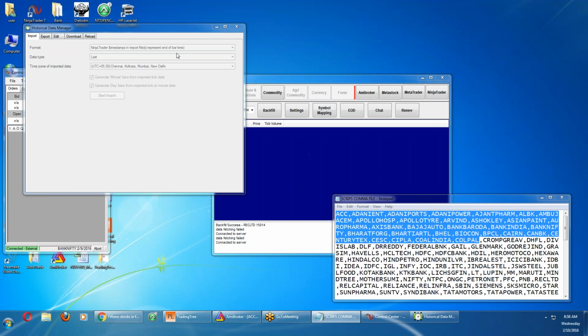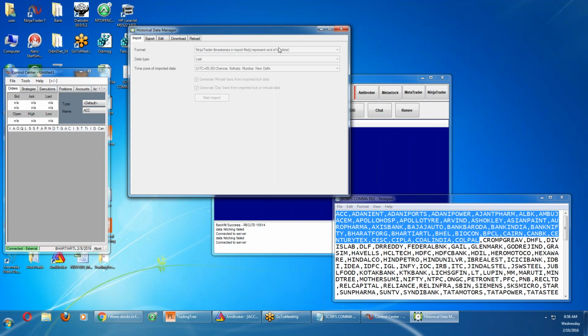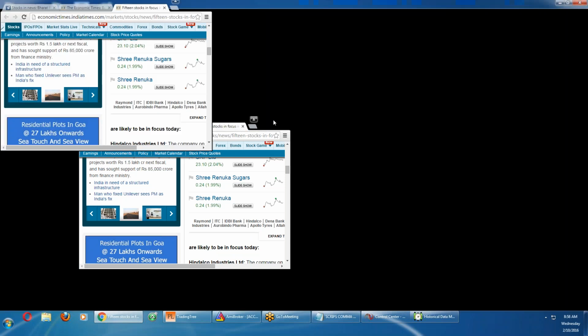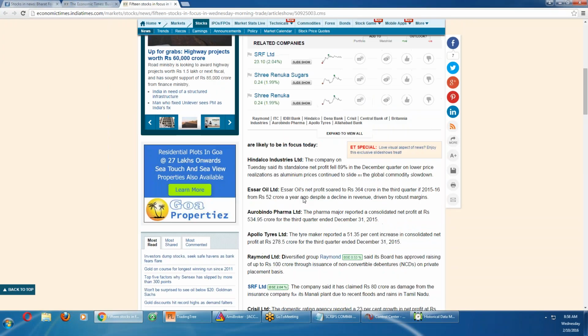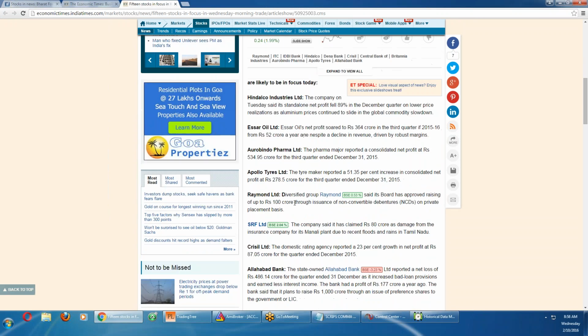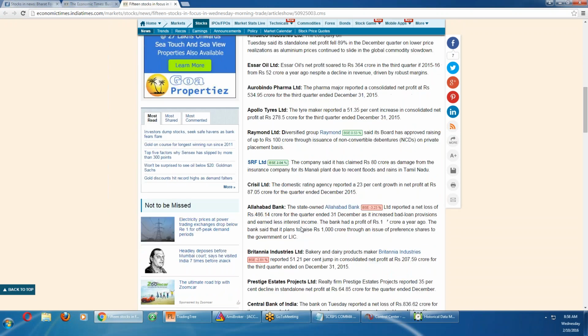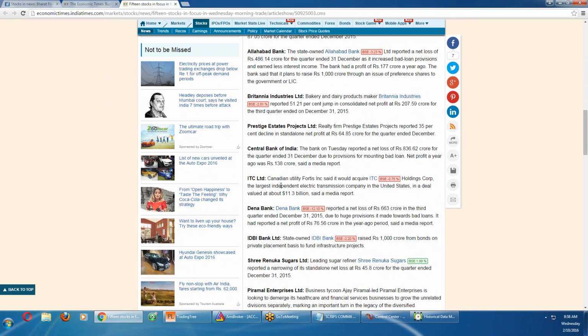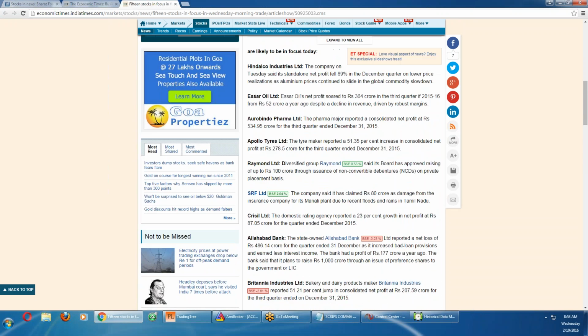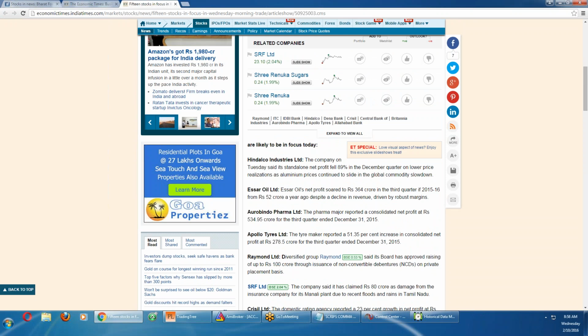I'm just trying to open the charts. So meanwhile, we'll just check the scripts that are on news today. So here in Economic Times, we have Hindalco, SR Oil, Aurobindo Pharma, Apollo Tyres, ALBK, Britannia, ITC, IDBI. So these are the scripts that we'll add on the Cash Tree file.